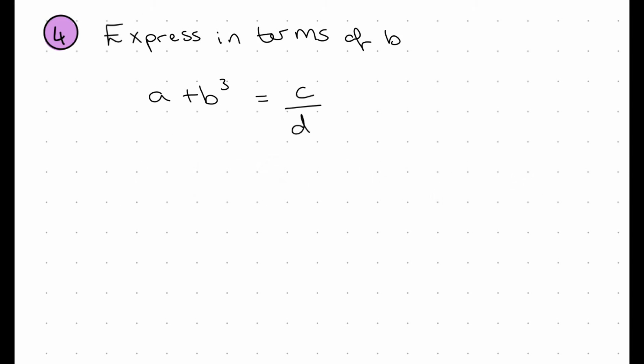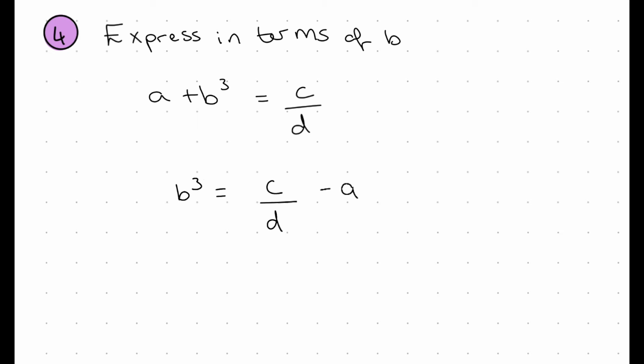In question 4 here, we're being asked to express it in terms of b. So again, we're going to go with the reverse of the PEMDAS order. So I'm going to deal with the addition here. How would I get rid of an a that's being added on? I need to subtract it. So subtract it from both sides, and I'm going to get c over d minus a is equal to b cubed.